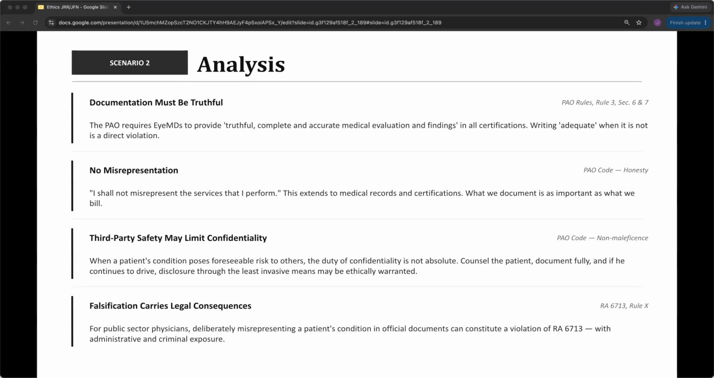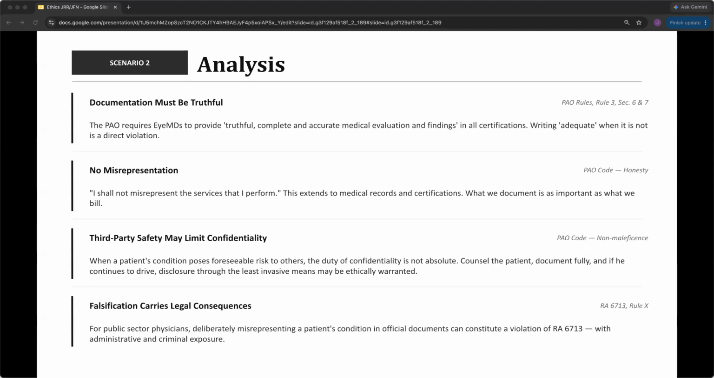That said, disclosure should not be the first step. The preferred approach is to counsel the patient thoroughly, explain the risks, discuss the implications for driving, and document those discussions carefully. If disclosure becomes necessary, it should be done through the least intrusive and most appropriate channel available, ideally after informing the patient.